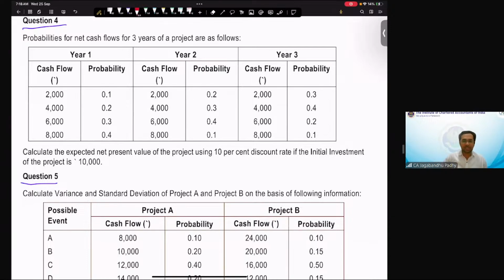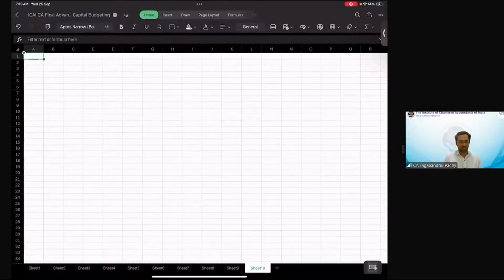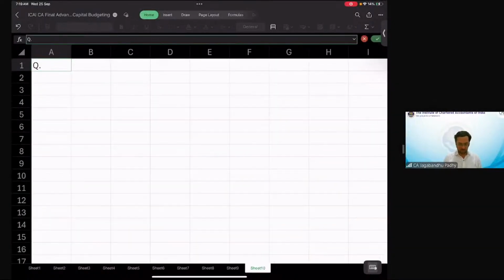So in this case, we need to first get the expected cash flow for each of the years. Like we need to get the expected cash flow for year 1, year 2, and year 3, and then simply take the NPV calculation. Okay. So let's just try to do this question number 4.